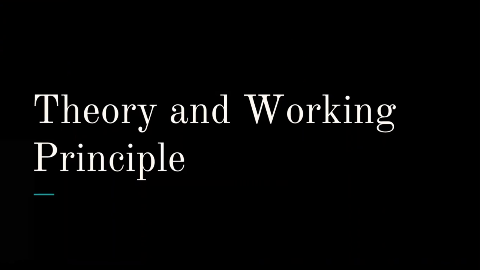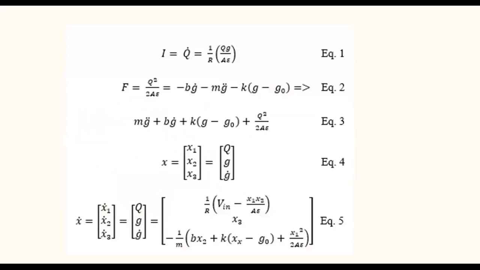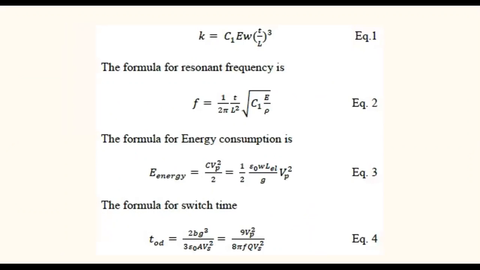Thank you. Now I will continue with the theory and working principle of the device. This device can be modeled as in the figure on the left. It consists of two parallel plates, a spring and a damper. This is the model for the device. The right image presents the circuit equivalent of the device in the mechanical and electrical domain. This device is basically a transducer that converts electrical energy stored in the electric field to mechanical energy as an actuator. This slide and the next one show the equations used to model the device. Here, the K variable in the first equation is the spring constant.